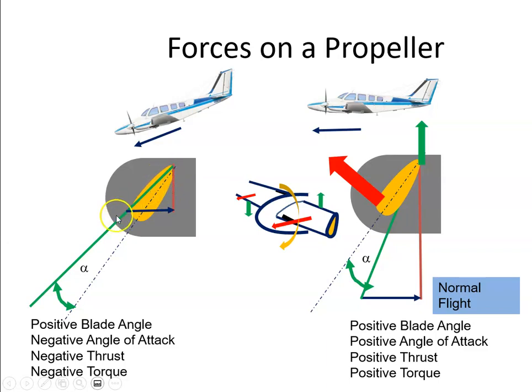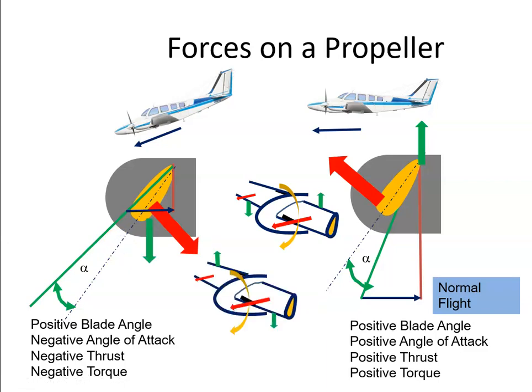That leads to a negative angle of attack. So we have a positive blade angle, so the blade angle is between the chord line and the plane of rotation. So we have a positive blade angle, but we now have a negative angle of attack. And the negative angle of attack will lead to negative thrust. We will also have negative torque.